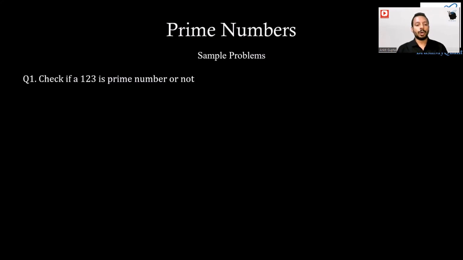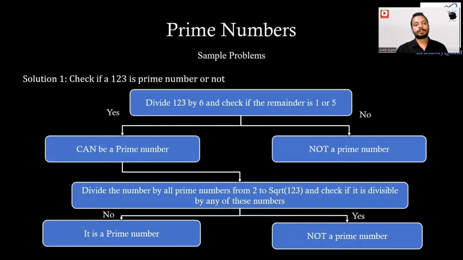Hope you were able to solve the problem. Let's go ahead and try to solve it together now. So this is the method which we have discussed before. Now, in order to find whether 123 is prime or not, we're going to divide 123 by 6 and check if the remainder is 1 or 5.